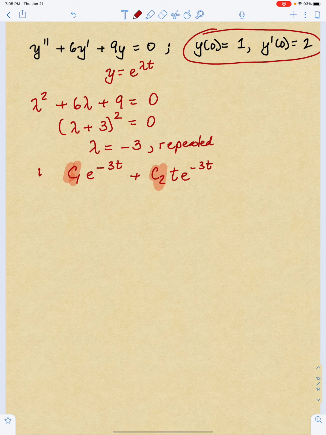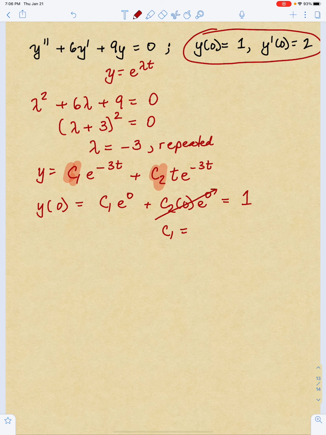So this is y. So this means that y at 0 is equal to c1 e to the 0 plus c2 times 0 e to the 0, and I want that to be 1. So that means this essentially crosses out, so we get that c1 is equal to 1. Beautiful. We got an answer off of that one.